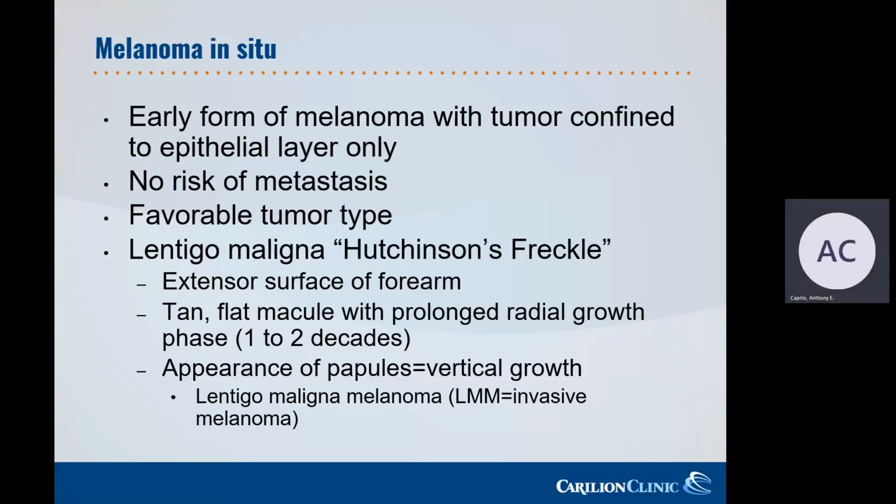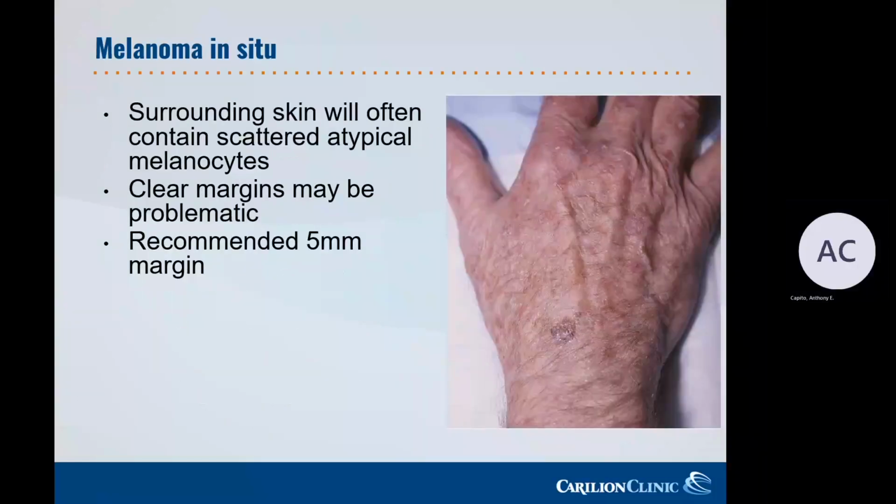So melanoma in situ is the early form of melanoma. It's completely confined to the epithelial layer only. It does not break the basal layer, therefore there's no risk of metastasis. This is a favorable tumor type that we mentioned, the lentigo maligna or Hutchinson freckle that occurs on the face, most notably over the cheek or the surface of the forearm. This is a tan flat macule that's been there for many years, 1 to 2 decades, with some radial growth. They could harbor invasive melanoma, so these do require treatment. And any appearance of raised melanoma indicates that they have turned from in situ to invasive and require aggressive treatment.